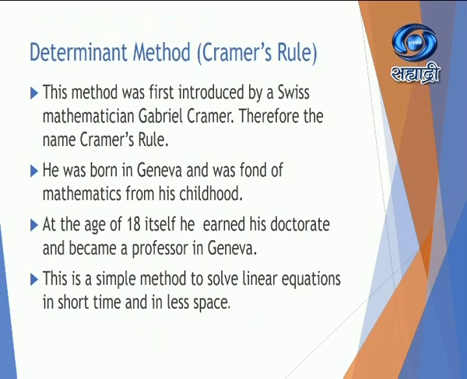Now the determinant method is also called Cramer's rule. This method was first introduced by a Swiss mathematician, Gabriel Cramer, and therefore the name is Cramer's rule. He was born in Geneva and was fond of mathematics from his childhood. At the age of 18 itself, he earned his doctorate and became a professor in Geneva.